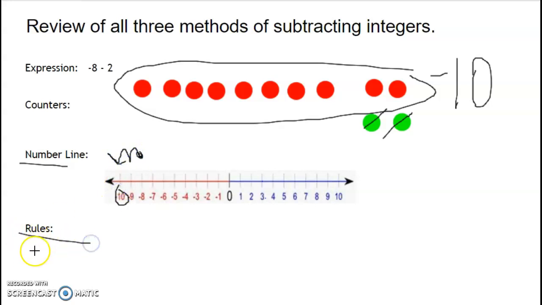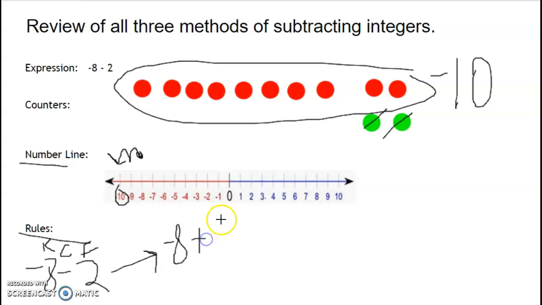All right, and let's look at the rules. I have negative 8 minus 2. Again, we want to keep negative 8, change subtraction to addition, and find the opposite of 2. So that becomes negative 8 plus negative 2. Again, I told you, please make sure you don't think that subtraction sign means negative 2. That only means you're taking away a positive 2.